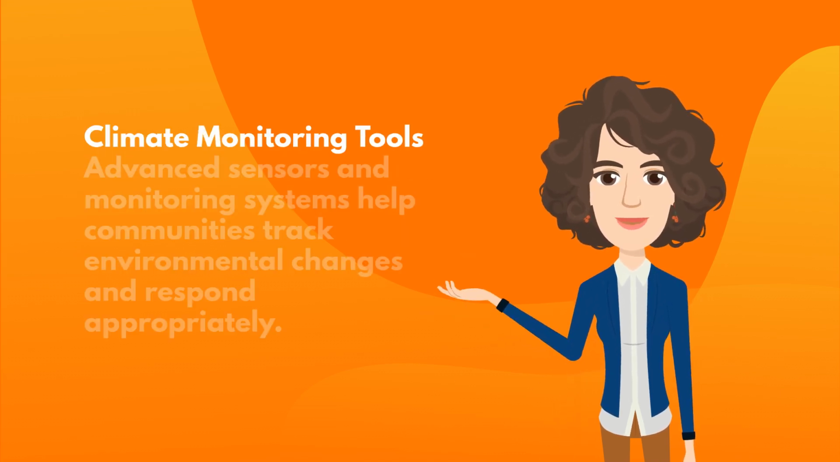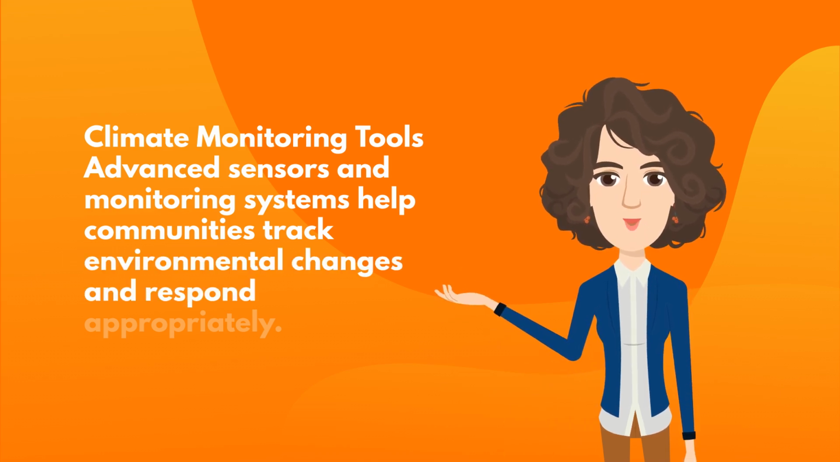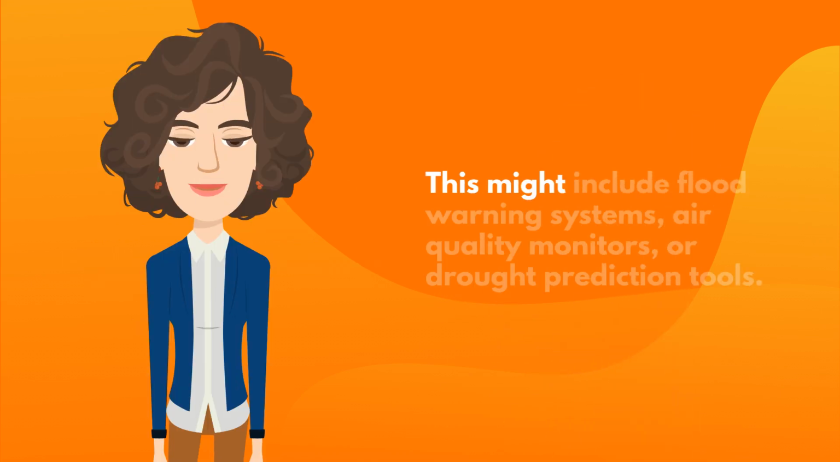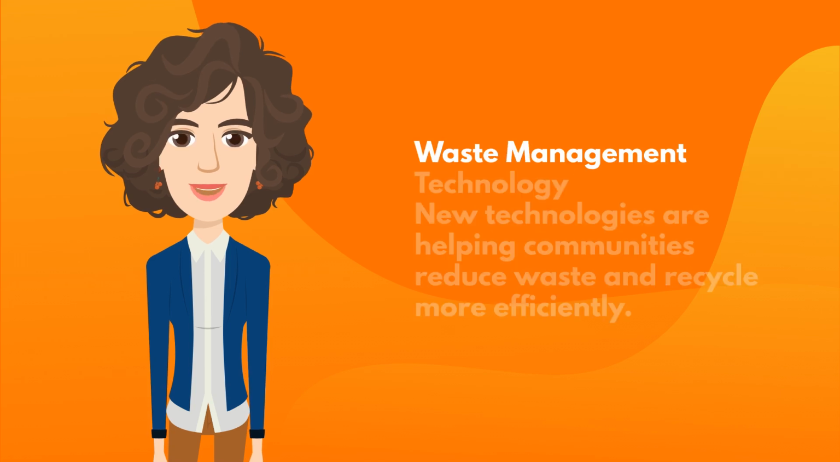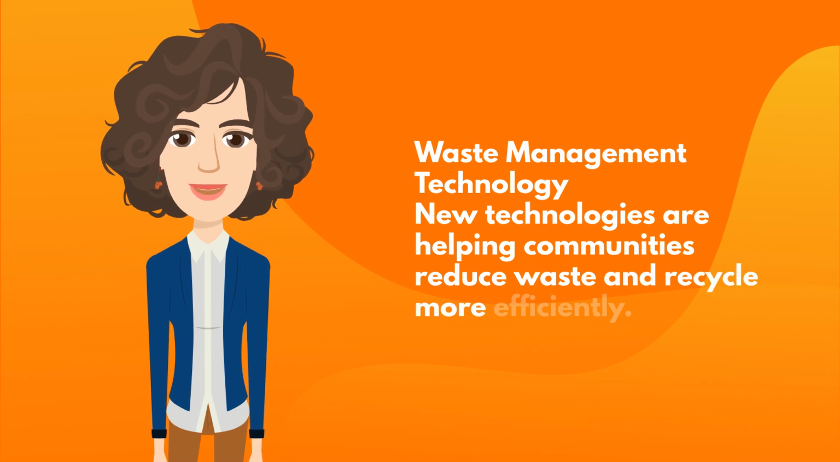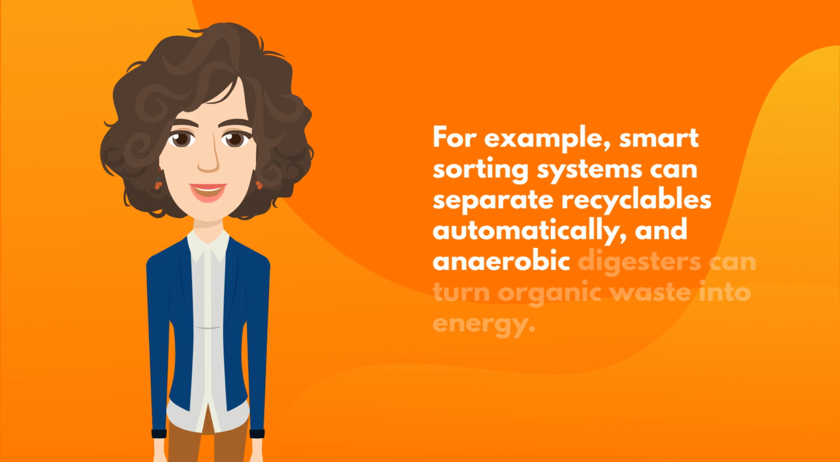Climate monitoring tools. Advanced sensors and monitoring systems help communities track environmental changes and respond appropriately. This might include flood warning systems, air quality monitors, or drought prediction tools. Waste management technology. New technologies are helping communities reduce waste and recycle more efficiently. For example, smart sorting systems can separate recyclables automatically, and anaerobic digesters can turn organic waste into energy.